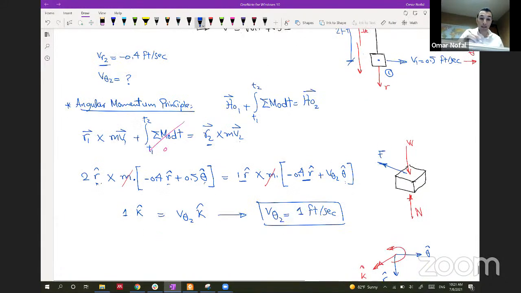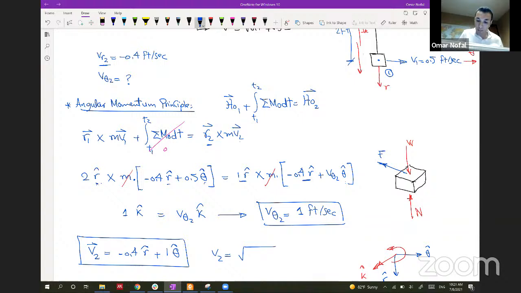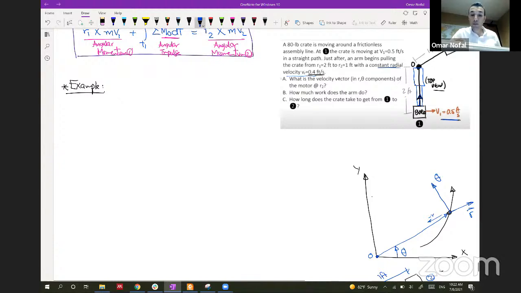So right now we know that the velocity v2 as a vector is equal to vr2, which is negative 0.4 in the r hat direction, plus 1 in the theta hat direction. So this is v2, and if we want the scalar quantity, it will be the square root of 0.4 squared plus 1 squared, and this should give you 1.077 meters per second. So I think this is the first requirement in the problem: what is the velocity vector in r and theta components of the motor at A?